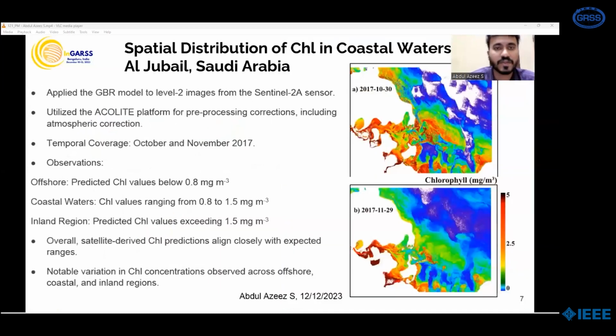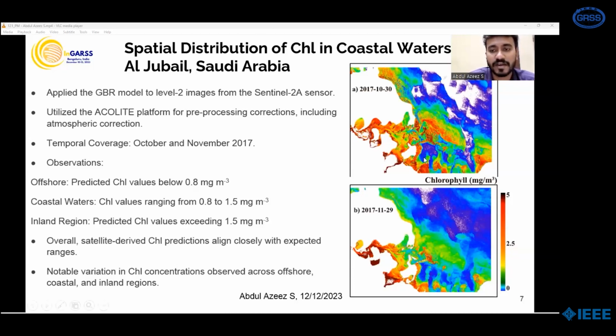So now we applied these GBR models to level 2 satellite Sentinel-2 imageries for the spatial distribution of chlorophyll in coastal waters, Al-Jubail, Saudi Arabia. We have utilized the Acolite platform for the atmospheric corrections, and these images cover October and November 2017.